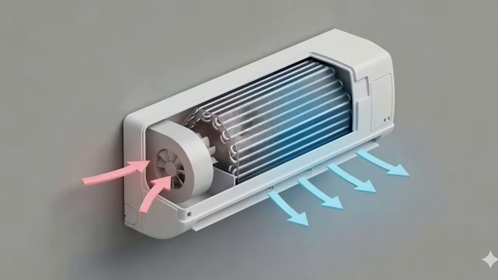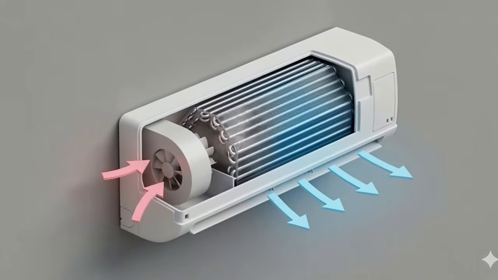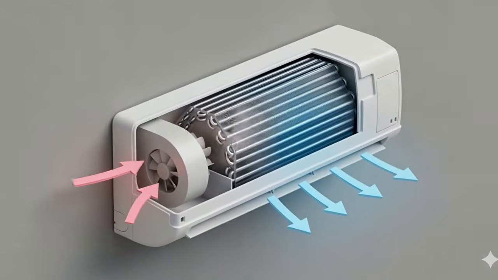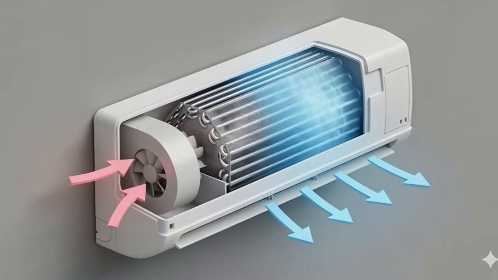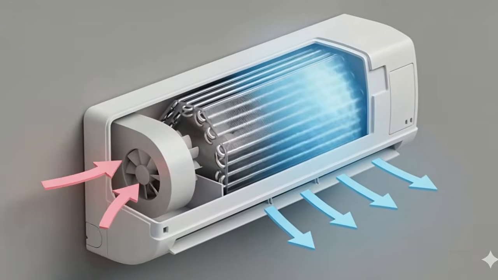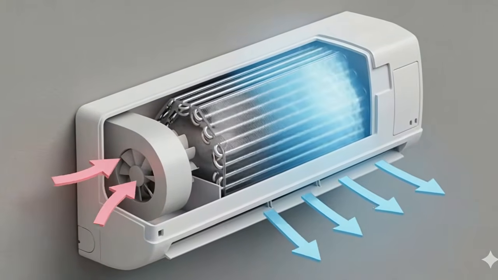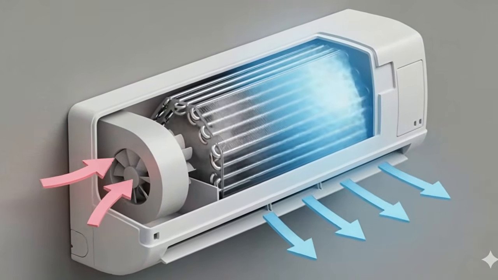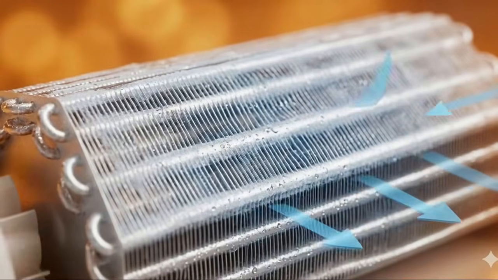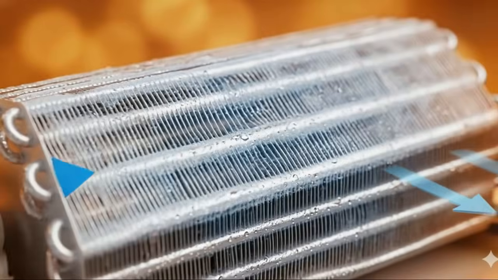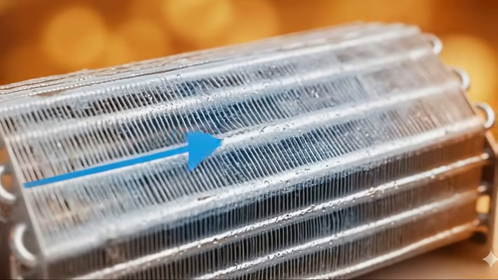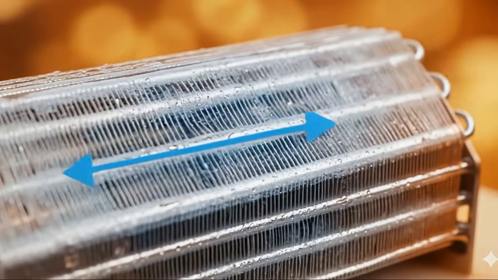Have you ever wondered how that box on your wall magically turns a boiling hot room into a cool oasis? Most people think an air conditioner creates cold air, like a fridge creates ice. But here's the secret. It doesn't actually make cold. It removes heat. Think of your AC like a heat sponge. It soaks up the warmth inside your house and carries it outside, leaving only the cool air behind.